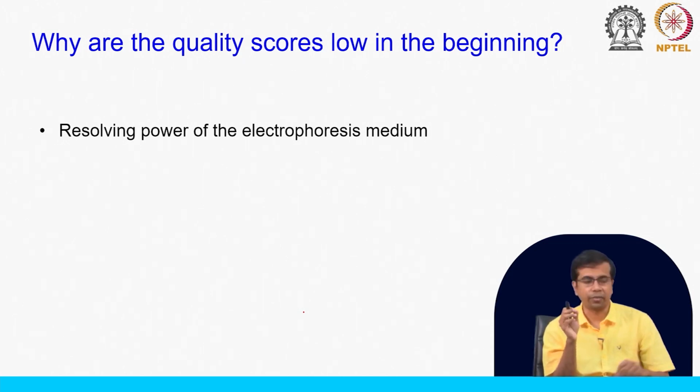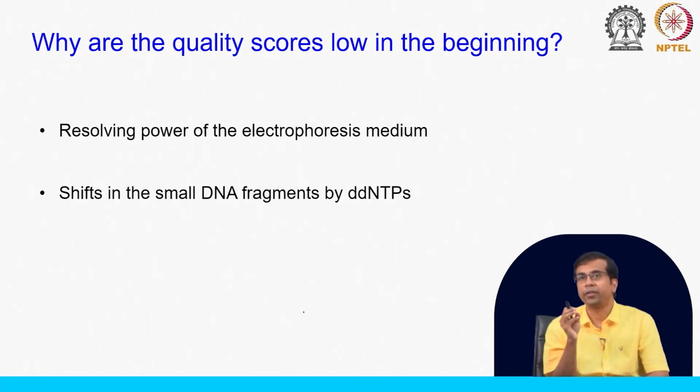The other reason, of course, is the ddNTP addition, right? These also have higher molecular weight compared to normal dNTPs, and they will shift the small DNA fragments much more than they do the bigger fragments. So this will change the expected positions of these small DNA fragments in the electrophoretic medium. These two factors contribute to this low quality score, so the detection does not work that well.